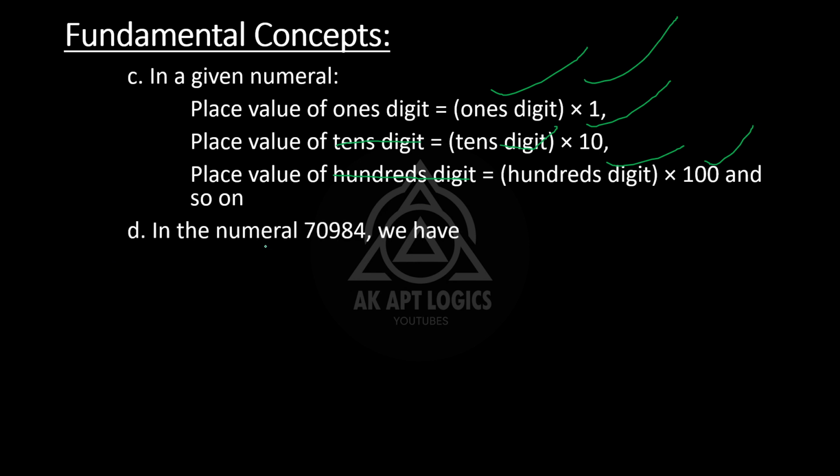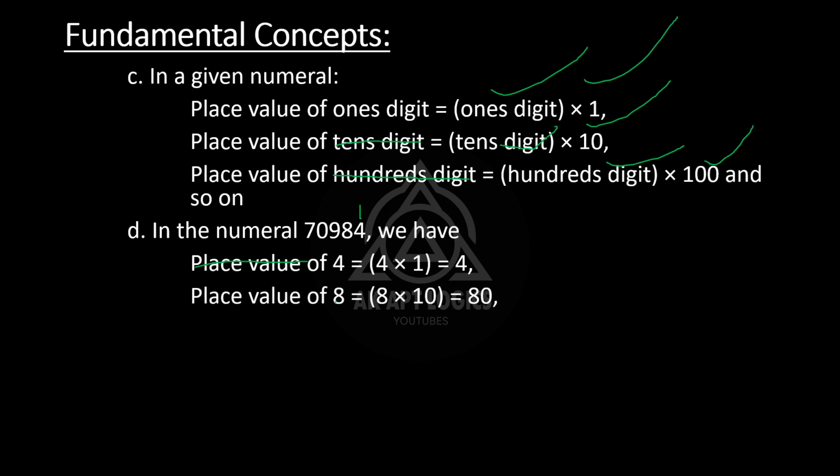For example, in the number 70984, the place value of 4 is 4 into 1, because 4 is present in one's place, right? So we are going to multiply 1 with 4. So we get the resultant as 4, so we can say that the place value of 4 will become 4. Next, the place value of 8 will become 8 into 10. How? Because 8 is present in tens place, right? See, this is tens place. So 8 is being multiplied with 10, and we get the resultant as 80.